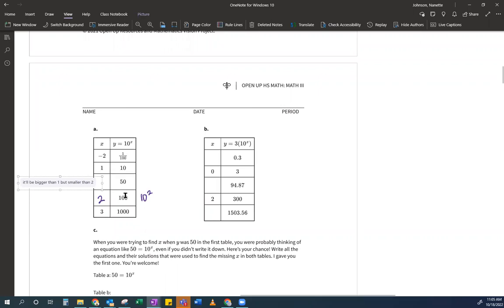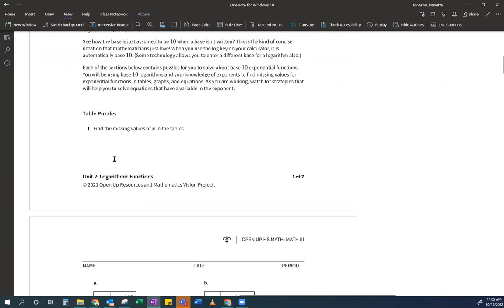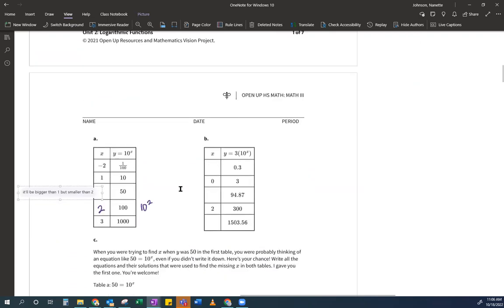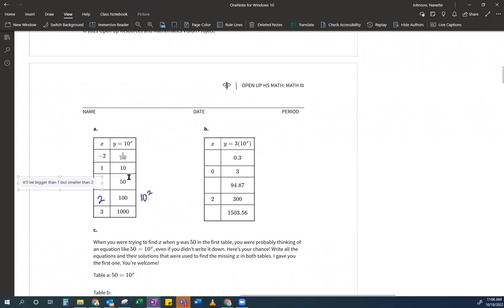Okay, so the next one, I'm just going to move on to that. It says, find the missing values of X in the tables. Would you know how to find this on a calculator? That's my next question. But over here, does any of these numbers make sense to you?